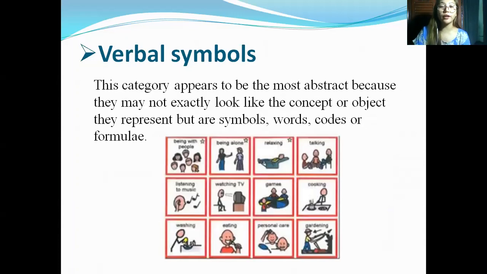And next is the verbal, the last in the abstract level. This category appears to be the most abstract because they may not exactly look like the concept or object they represent, but are symbols, words, codes, or formulas, such as freedom of speech, or a concrete object or a book, or a scientific principle.